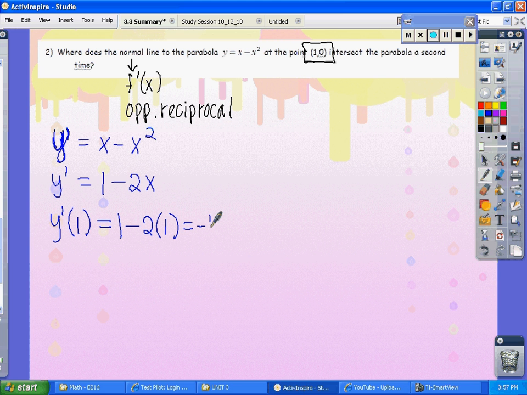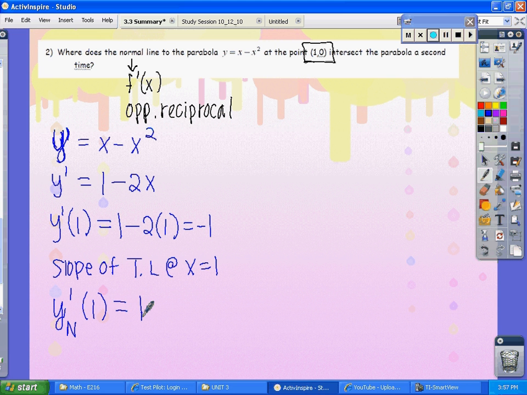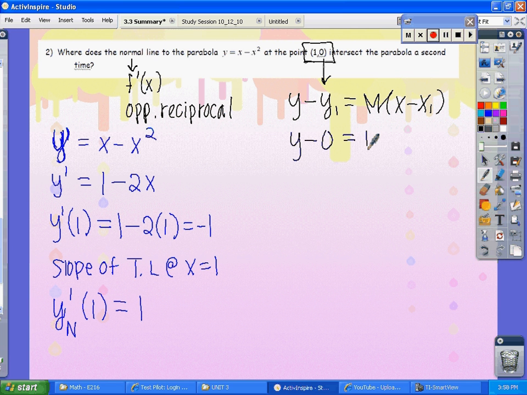So what did we just find? We found the slope of the tangent line at x equal to 1. So the slope of the normal line at 1 would be the opposite reciprocal, positive 1. So let's go through and find the equation of the normal line completely. So y minus y1 is equal to m times x minus x1. My y1 is this point here. My slope was positive 1. That was my normal slope, times x minus x1. All right, so we get y is equal to x minus 1.